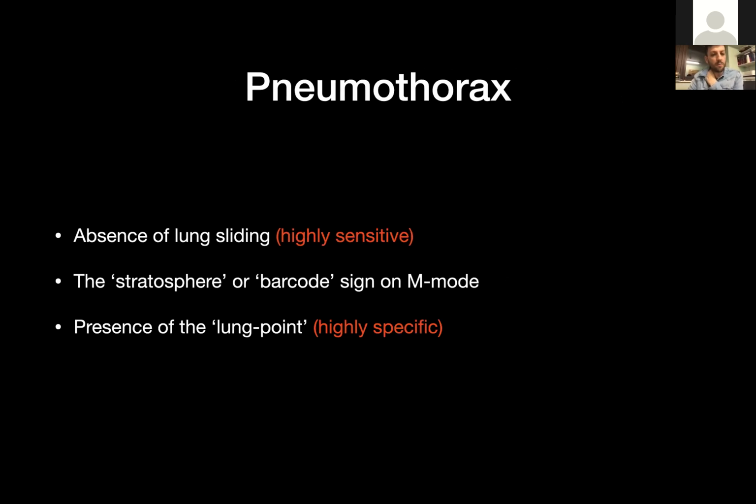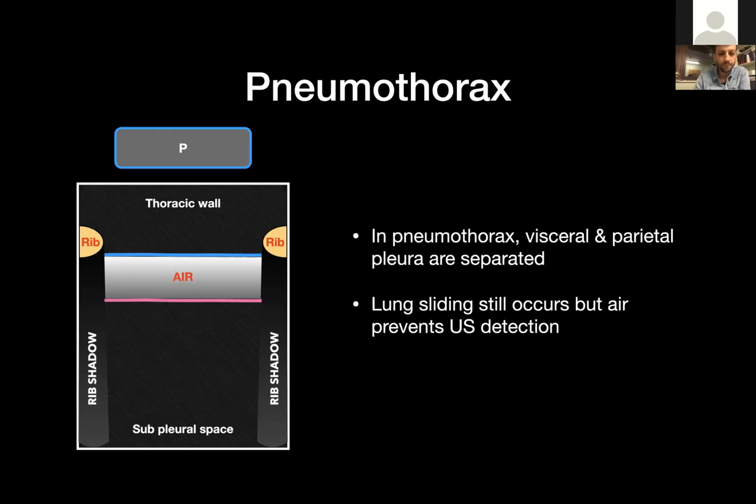So pneumothorax, we're going to look for lung sliding. We're going to look for the absence of lung sliding. We can turn the M mode on and look for the barcode sign, which is a sign of pneumothorax. And we can look for the lung point. So the absence of lung sliding is very sensitive. So if there's no lung sliding, it's very highly likely that we're going to pick up a pneumothorax. But we only know that it's definitely a pneumothorax if we see the lung point.